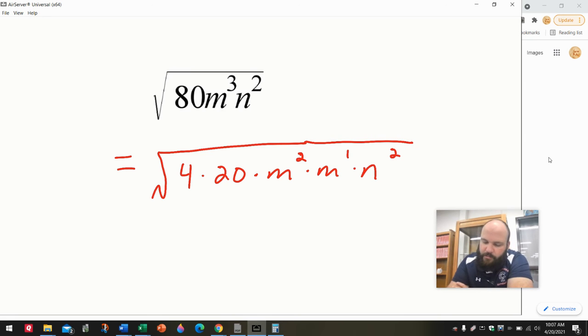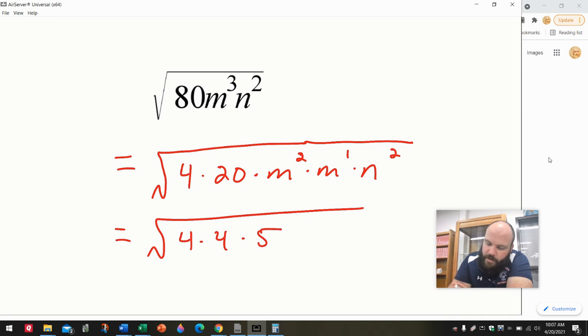Now what you can see I did is I broke down 80 as 4 times 20, and then I broke down m to the third as m to the second times m to the first, which you'll see why I did that. And then n to the second stays n to the second. Now, we aren't completely broken down here, though, because this number 20 still has another perfect square hiding in it. The other perfect square that's hiding in it is 4. 20 is 4 times 5. So I am going to break that down further as 4 times 4 times 5 times m to the second times m to the first times n to the second.